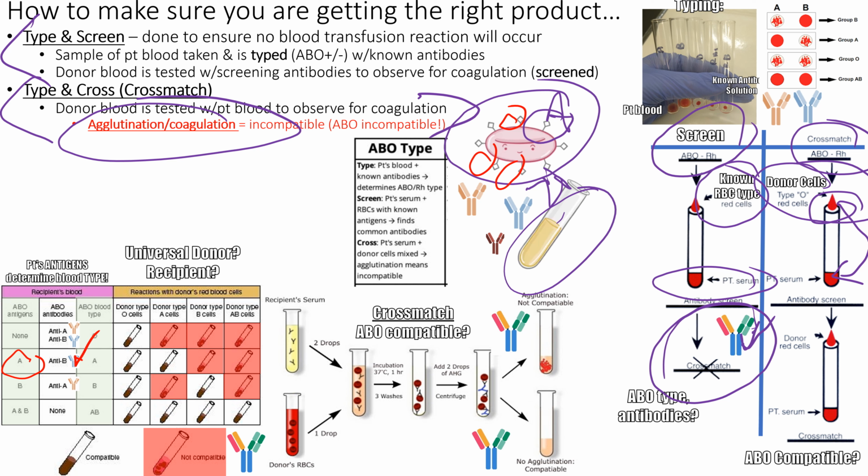And then we have AB blood. That means, remember, the name is based on what antigens they have. They have A antigen and B antigen. What antibodies do they form? Nothing. They don't form the other antibodies, right? So they can get B blood and they can get A blood.